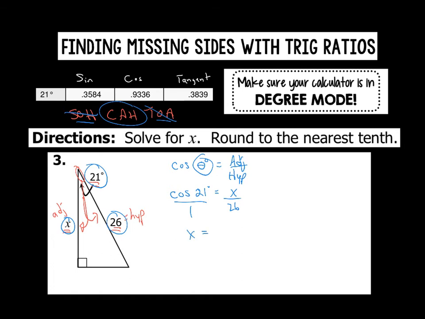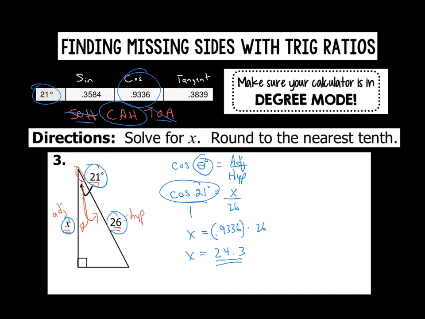X equals 26 times the cosine of 21 degrees. What is the cosine of 21 degrees? From my table, cosine of 21 degrees is 0.9336. So that's 0.9336 times 26, right? All I'm going to do now is just multiply that out. And 0.9336 times 26 is going to give me approximately 24.3.